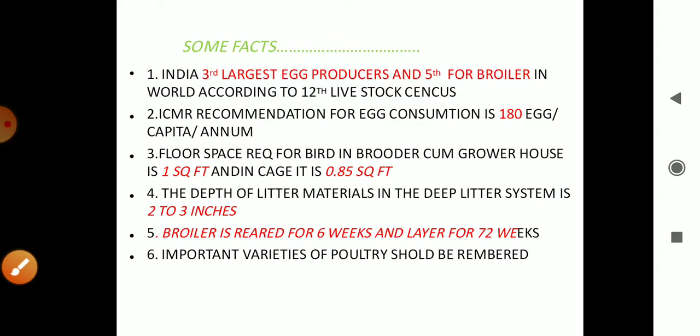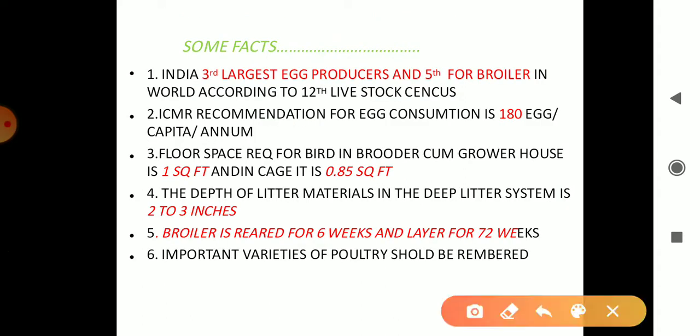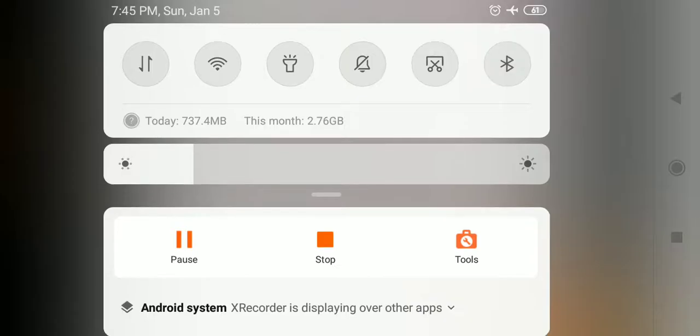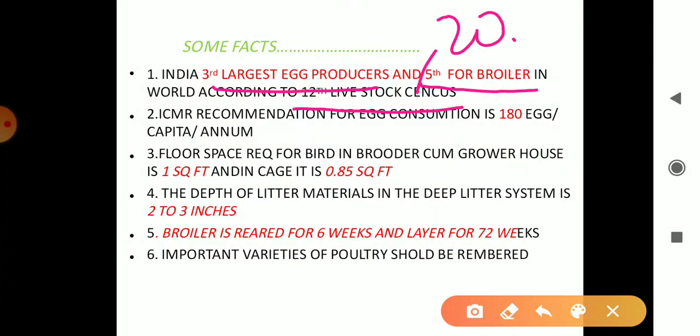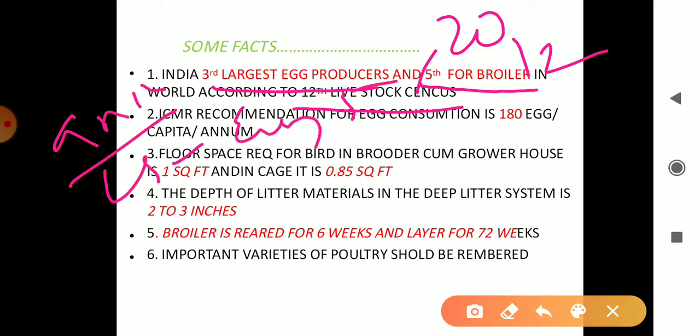Some important facts, let's discuss. India is the third largest egg producer in the world, and fifth for broiler according to the 12th livestock census. The last 12th livestock census was carried out in 2012. Remember students, the livestock census is carried out every 5 years.